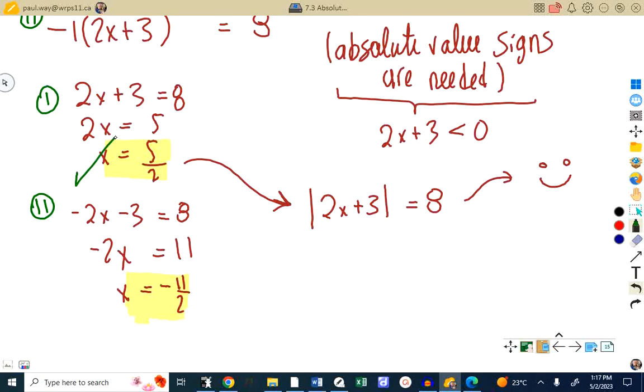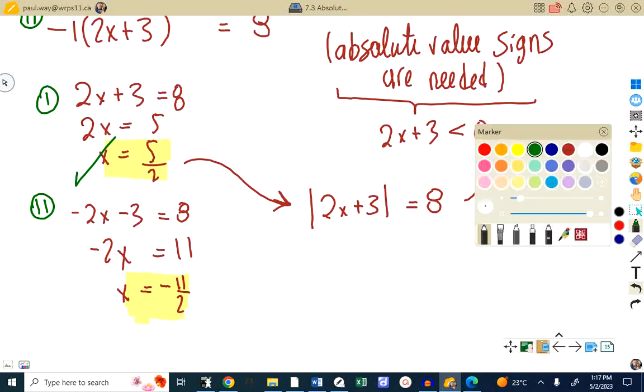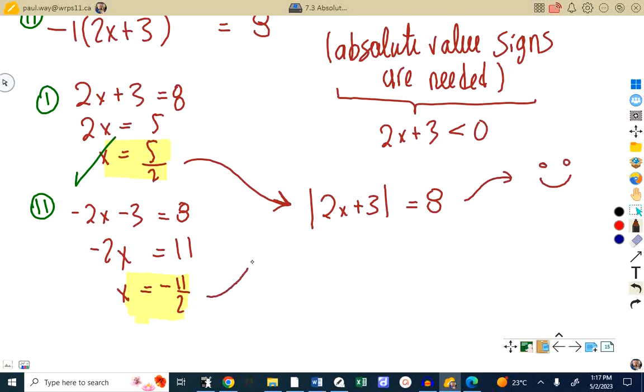What about when we put negative 11 halves in there? Well, again, this is your job. I'm not going to write this down for you. You're going to put negative 11 halves in there and see what happens. Does it work? You're going to take 2 times negative 11 over 2. I'll give you a negative 11. Plus 3 is negative 8. Absolute value of negative 8 is 8. That works. Okay.